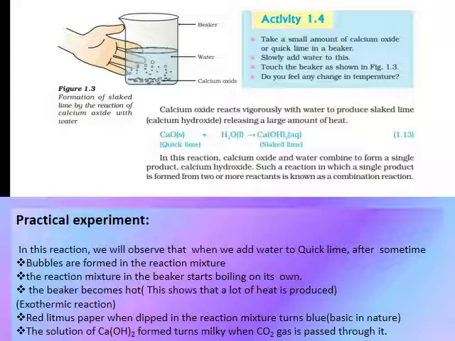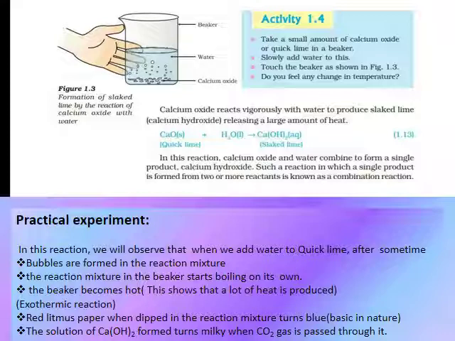A red litmus paper, when dipped in the reaction mixture, will turn blue, indicating that the nature of the product formed, Ca(OH)2, is basic. The solution of Ca(OH)2 formed turns milky when carbon dioxide gas is passed through it. This is the test used to test carbon dioxide gas.